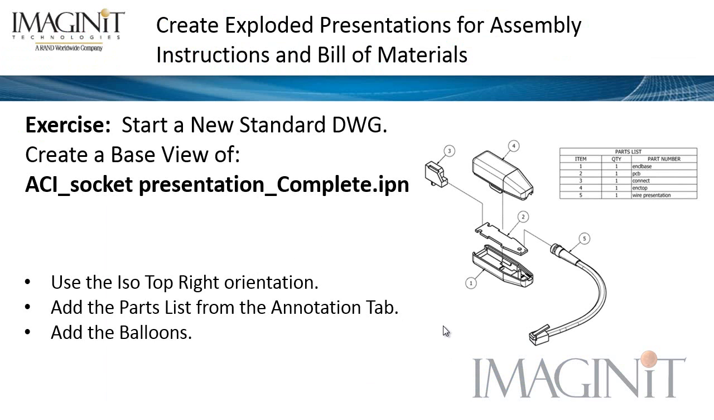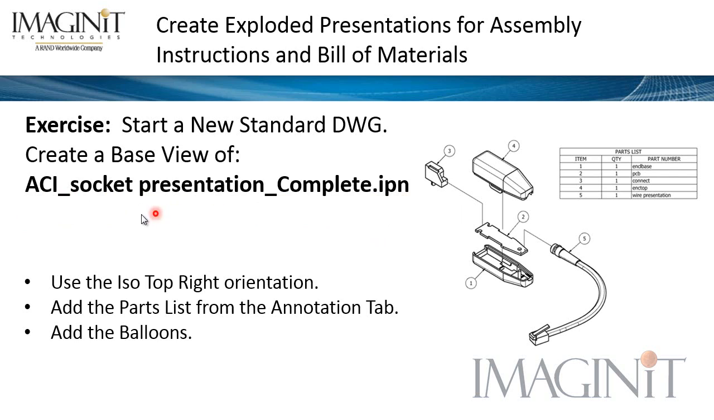So for this exercise, it's now your turn. I want you guys to grab that mouse. I want you to, in Inventor, start a new standard DWG. That's really going to be your first step. Once you start the base view command, then you're going to browse out and you're going to use this ACI Socket Presentation Complete IPN file.